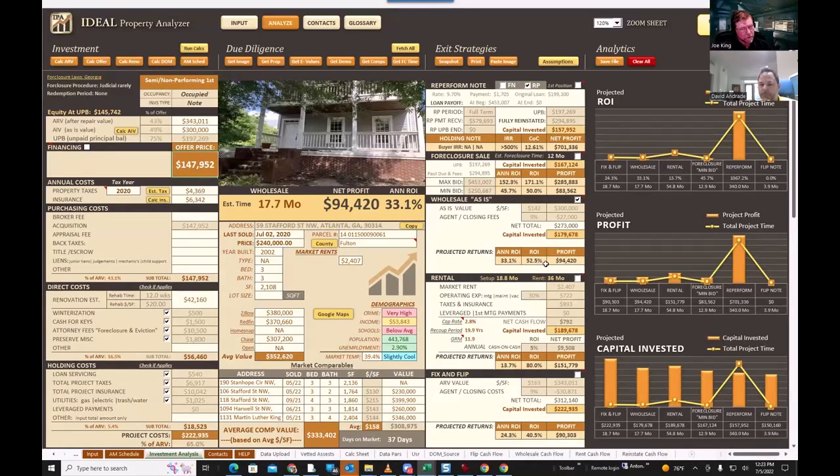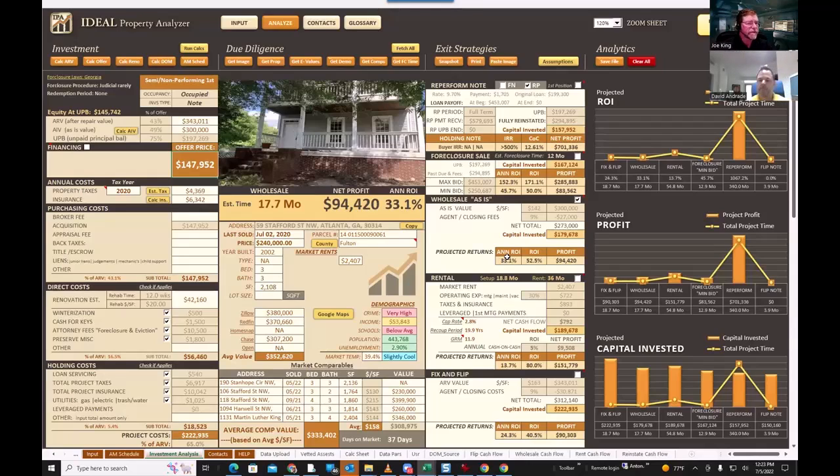And the reason why we break it down like this is because everybody wants to understand what their annual return is on their money rather than the overall return. So we're into this about 17.7 months. And based on the time frame that we're into it, our overall return is 33.1%. That's what we want to look at.